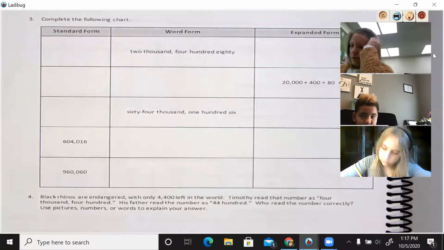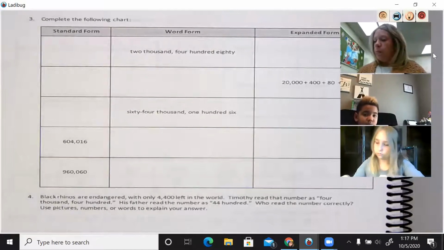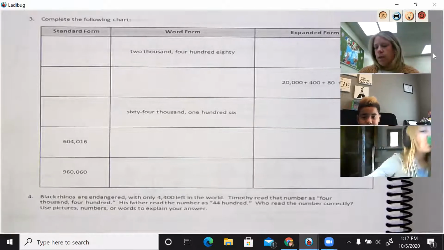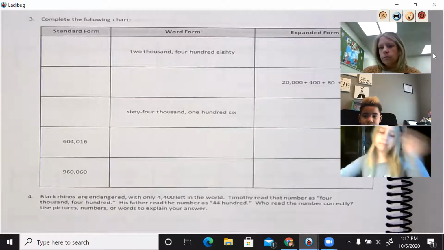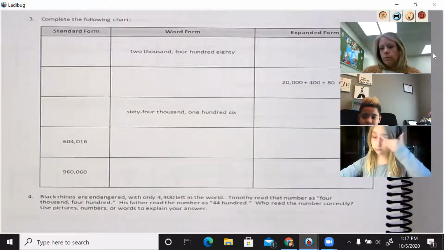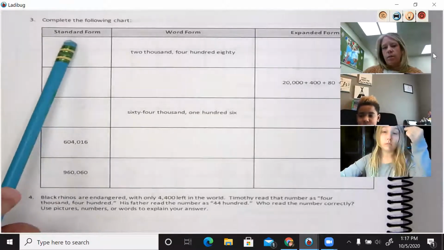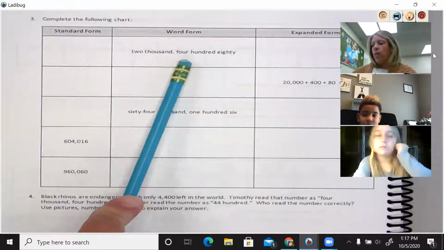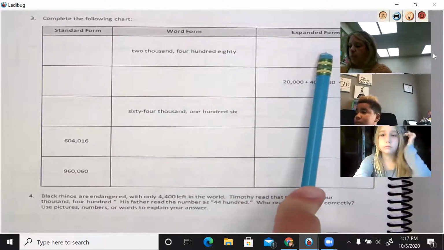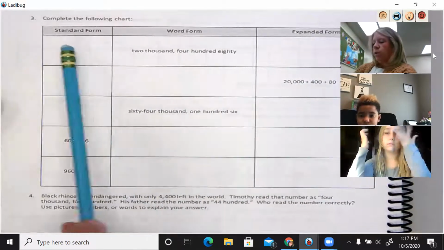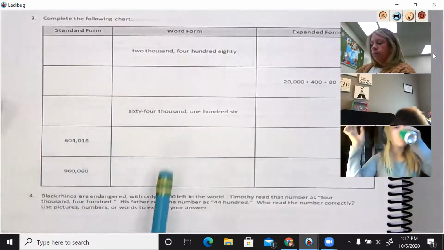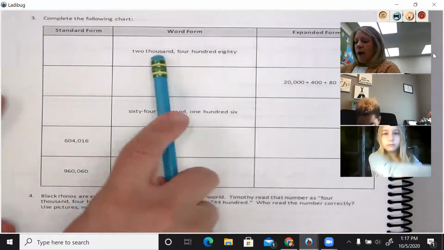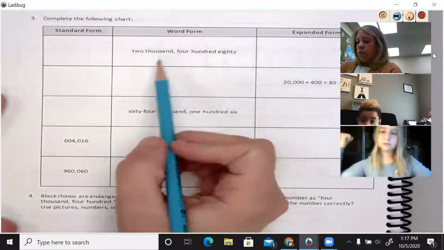So we have a big chart in number 3, and it asks us to complete the following chart. What are the 3 things that we're responsible for doing in this chart? What do we have to add? We're going to be adding the numbers in standard form. We want to make sure that the standard form matches the word form, which also matches the expanded form. So we're going to do 3 together, and then I'm going to let you do 2 on your own, and then we'll check those together. So since we have the word form, we're going to read this.